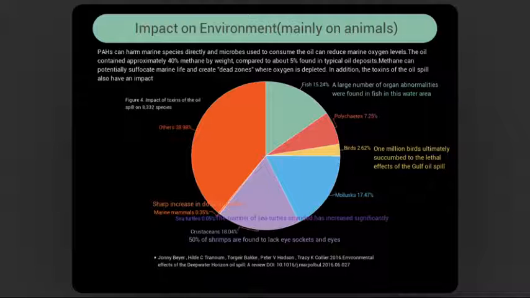And then we'll talk about these incidents' impact on the environment, especially on animals. The methane in the oil spill may suffocate the marine life, such as fish and other sea animals, and create a kind of dead zone where oxygen is depleted. In addition, the toxins in the oil spill also have an impact. It can be seen from the figure that a large number of different species have deformities.